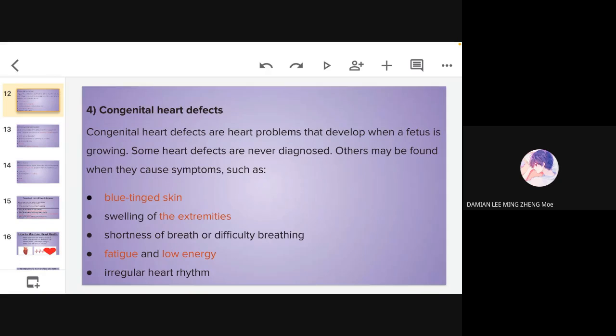Congenital heart defects. Congenital heart defects are heart problems that develop when a fetus is growing. Some heart defects are never diagnosed. Others may be found when they cause symptoms such as blue-tinged skin, swelling of extremities, shortness of breath or difficulty breathing, fatigue and low energy, and irregular heart rhythm.